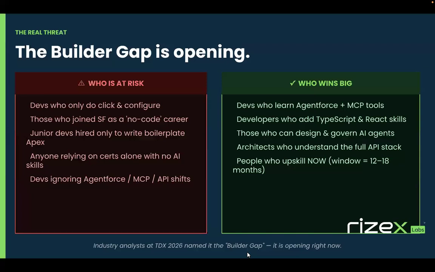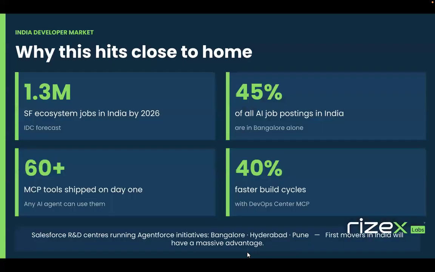Who will win? The developers who can learn AI tools and AI agents. They can build AI agents, use MCP tools, and use Agentforce and Agentforce Vibes. They are comfortable with APIs, LWC, TypeScript, React, and AI agent governance. These are the people. These skills are becoming the future of Salesforce.